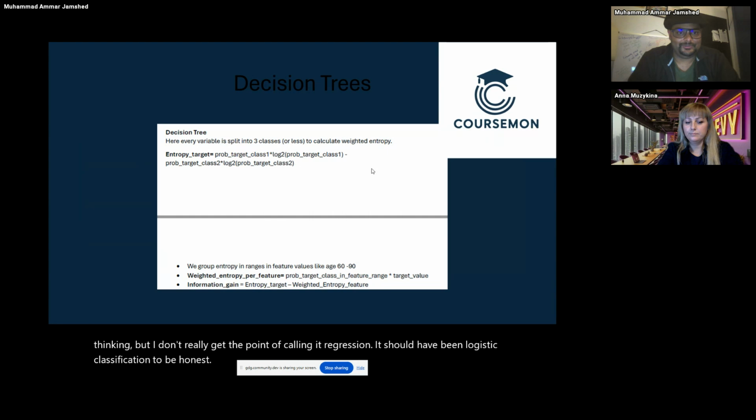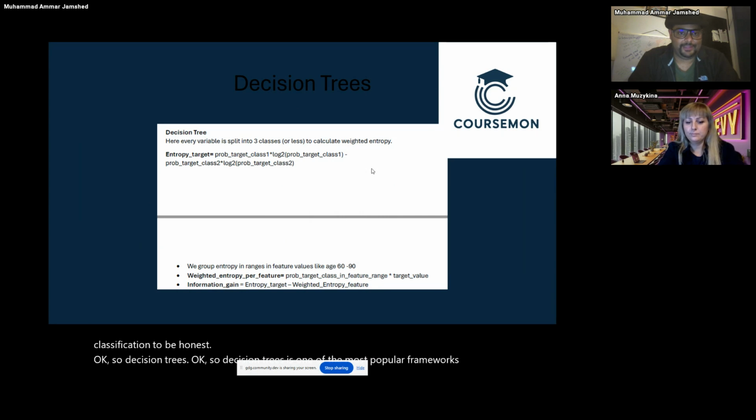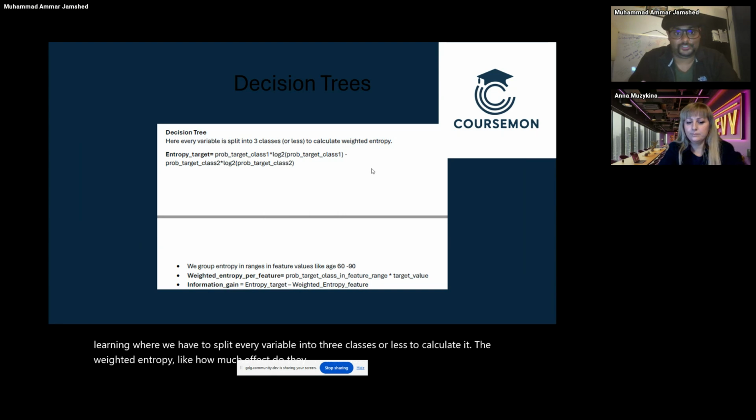Okay, so decision trees is one of the most popular frameworks in machine learning, where we have to split every variable into 3 classes or less to calculate the weighted entropy, like how much effect do they have in the total prediction.